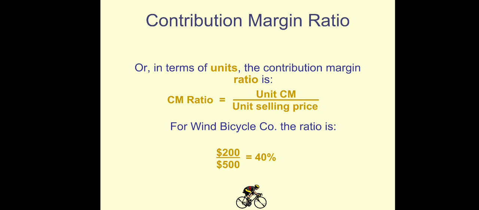So it is the same. That's why I said there are two ways you can use to calculate the CM ratio. You can use total data, like you saw in the previous slide, or you can use unit data, like you can see here. I think it is easier to use unit data.